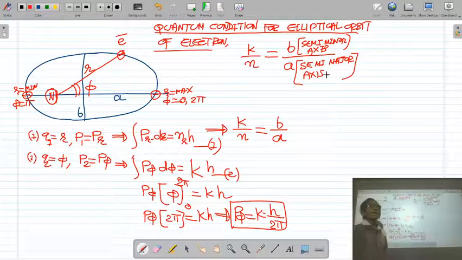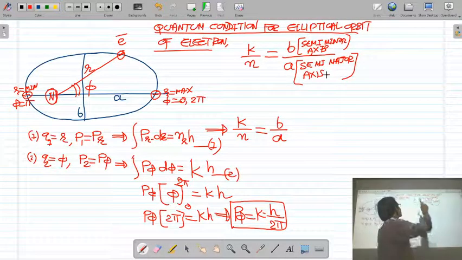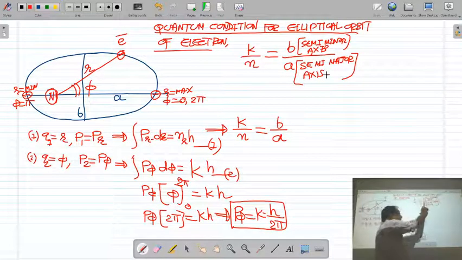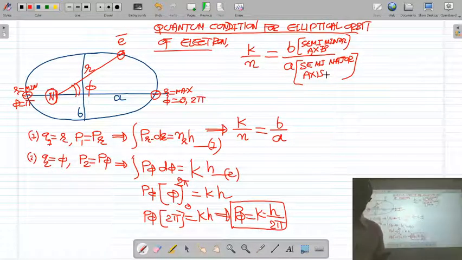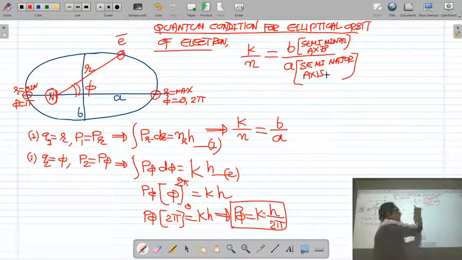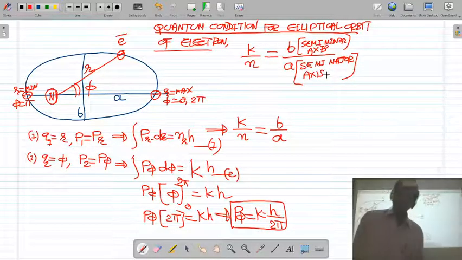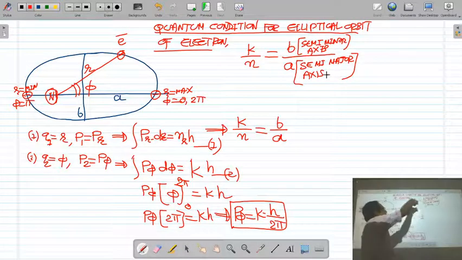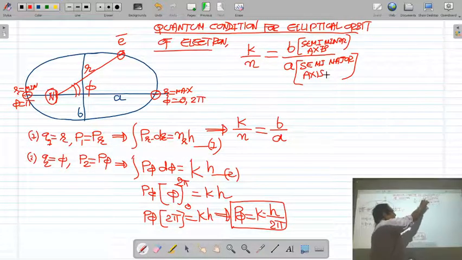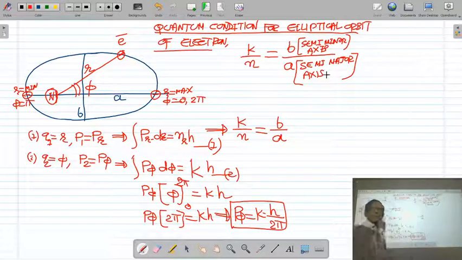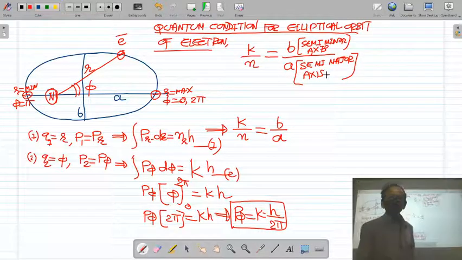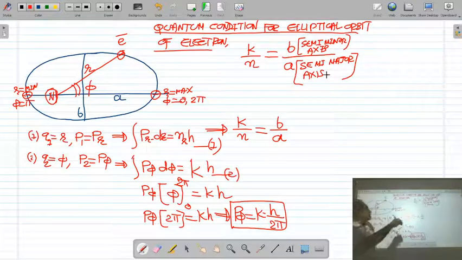So the electron can move only in those elliptical orbits in which the ratio of semi-minor axis b upon semi-major axis a is equal to k upon n. The elliptical orbit in which this quantum condition is not satisfied, the electron will not move in that orbit. So the allowed elliptical orbits are those for which the condition b upon a equals k upon n is satisfied.